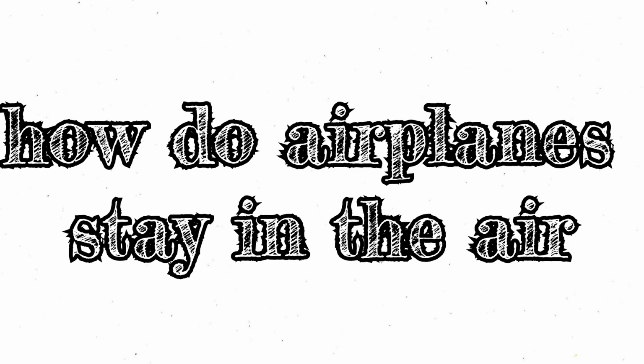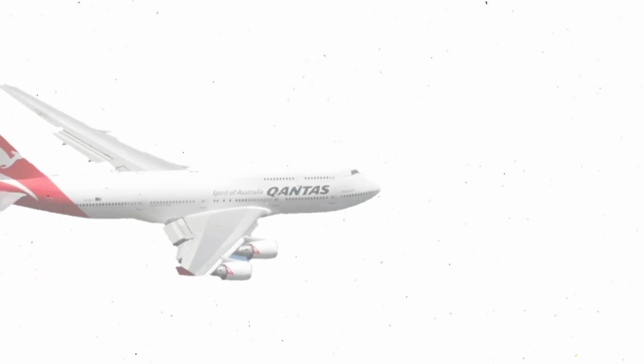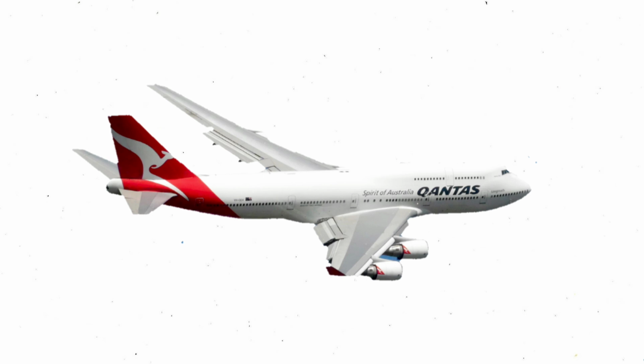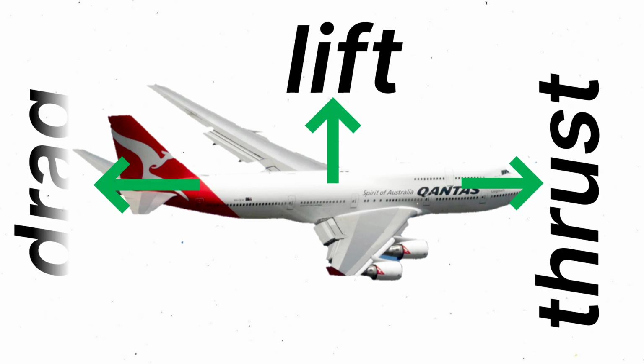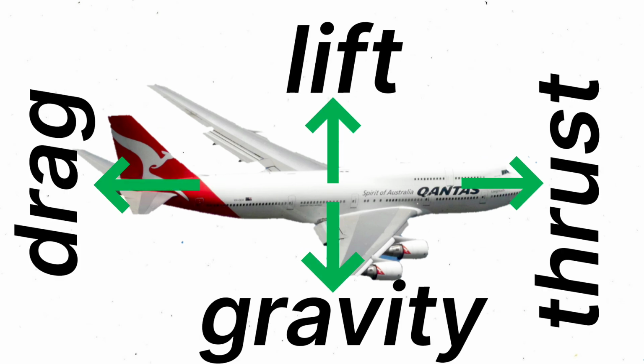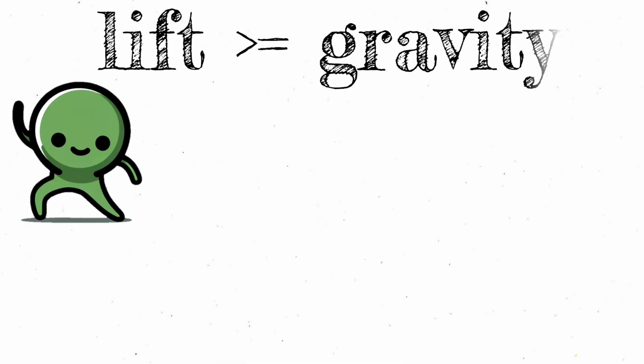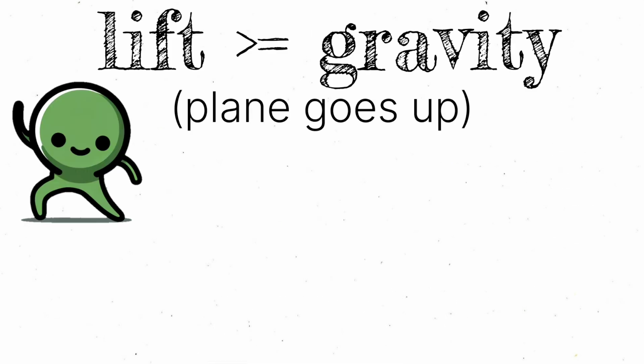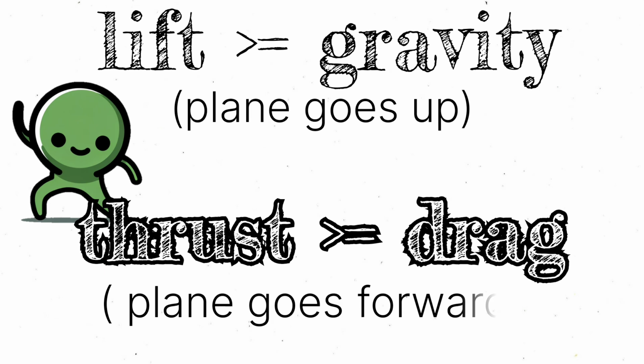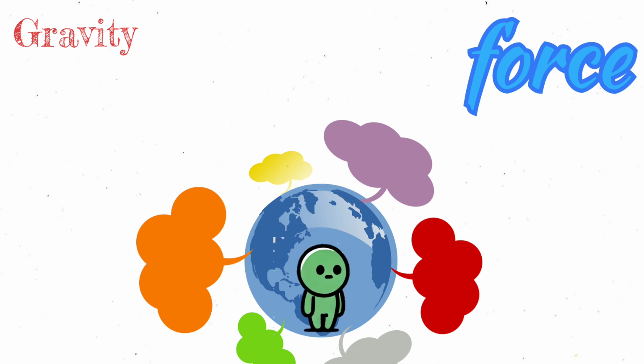To understand how airplanes stay in the air, we need to look at the four main forces acting on them: lift, thrust, drag, and gravity. These forces constantly interact, and the balance between them determines whether the plane takes off, stays in the air, or lands. 1. Gravity. Gravity is the force pulling everything on Earth downward.